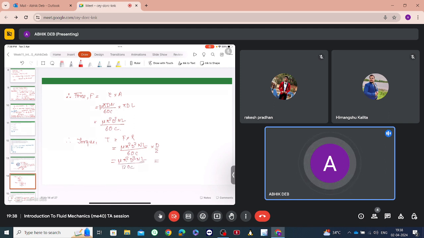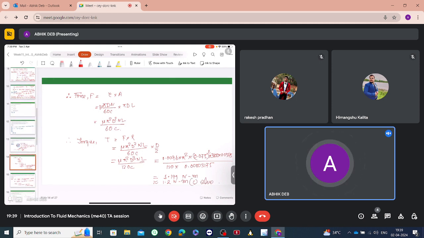If we put the values, 0.0096 into pi squared into 0.075 whole square into 3600 into 0.03175 by 120 into 0.00003175. So we will get this value to be 1.199 Newton meter, which is nearly equal to 1.2 Newton meter. That is option number C. Okay.